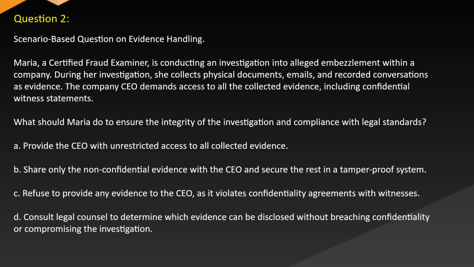A. Provide the CEO with unrestricted access to all collected evidence. B. Share only the non-confidential evidence with the CEO and secure the rest in a tamper-proof system. C. Refuse to provide any evidence to the CEO as it violates confidentiality agreements with witnesses. D. Consult legal counsel to determine which evidence can be disclosed without breaching confidentiality or compromising the investigation.